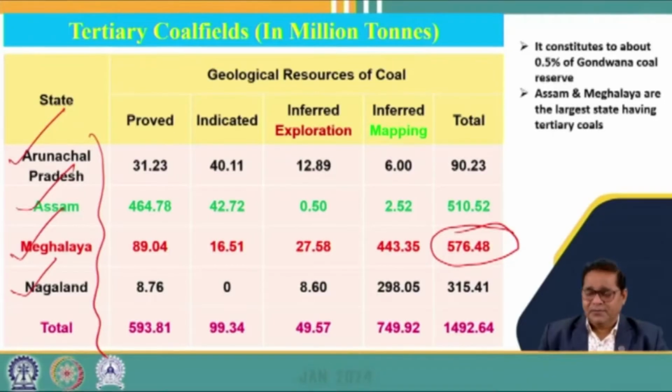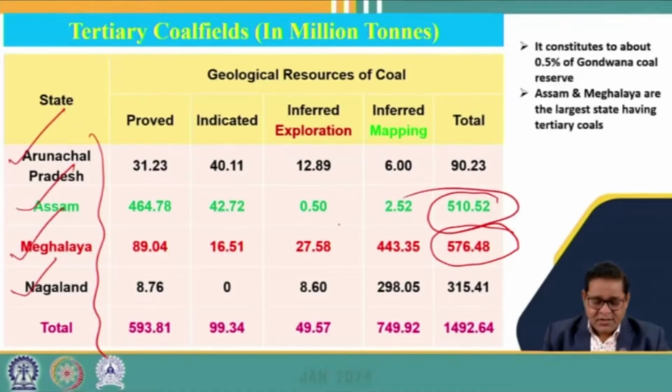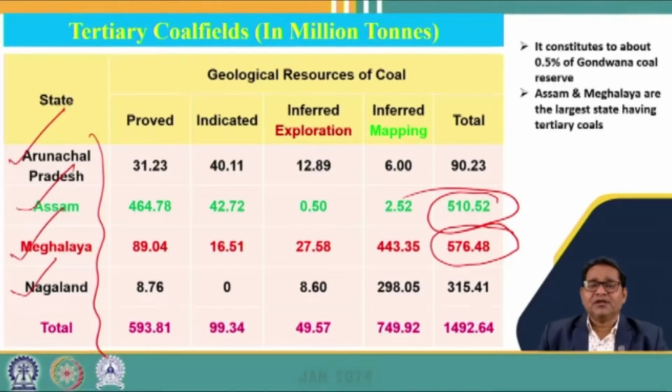576.48 million tons, followed by Assam, where there is 510.52 million tons of coal reserve. And then in third place Nagaland comes, where there is approximately 315.41 million tons of coal reserve.